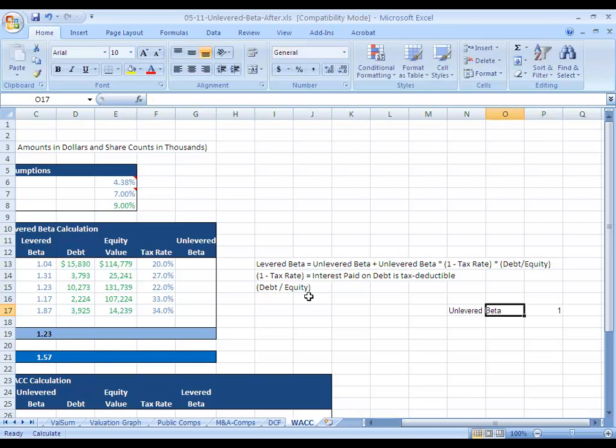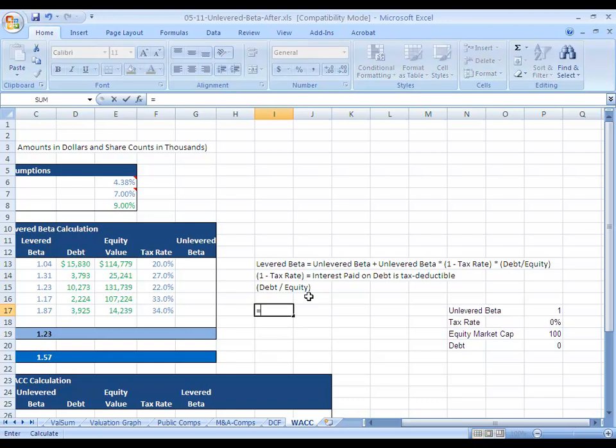So the company is about as risky as the market as a whole. We have a tax rate of 0% in this example, just for simplicity. The company has an equity market cap of 100, and currently they have 0 worth of debt. So let's just think about this calculation for levered beta.